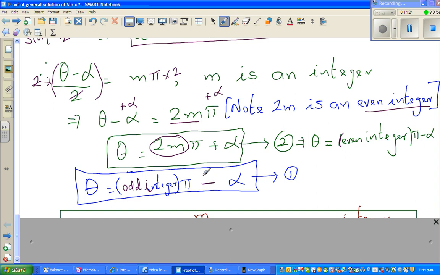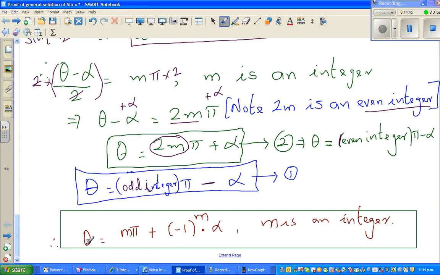So you got two situations. Equation 1 is theta is an odd integer times pi minus alpha. And the second equation tells me it's an even integer times pi plus alpha. So how would you generalize both now? If you want to combine these two, it is m pi, where m stands for the integer, times plus minus 1 to the power m.